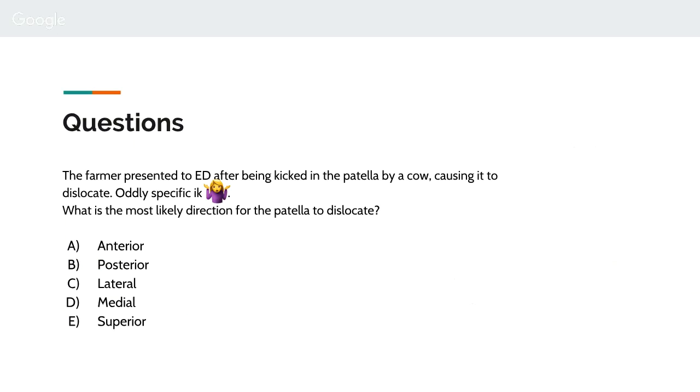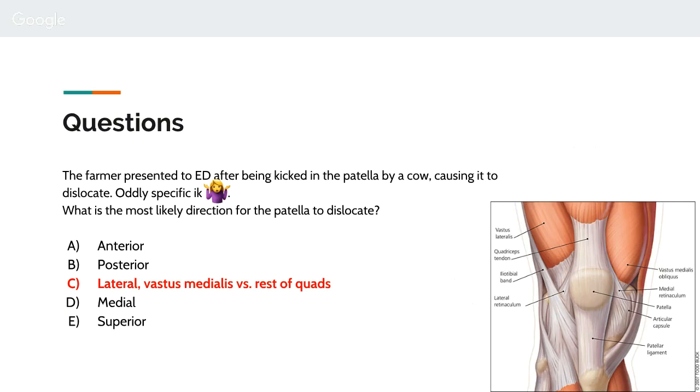Yep, okay, another farmer. Kicked in the patella by a cow this time, causing it to dislocate. What's the most likely direction a patella dislocates? Lateral? Yep. Okay, reasons. So you've got your vastus medialis on the medial side, and you've got all the rest of your quads on the lateral side. So if one's going to win out, it's got to be your lateral side. And there's other reasons why it stops it from dislocating. There's the high anterior projection on the lateral side, but that's kind of whatever.